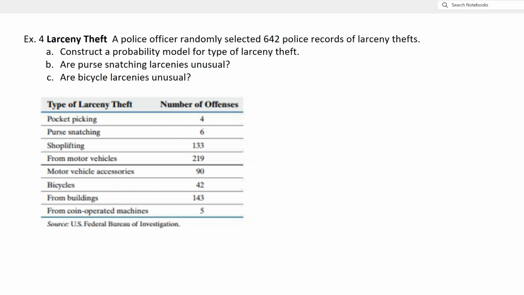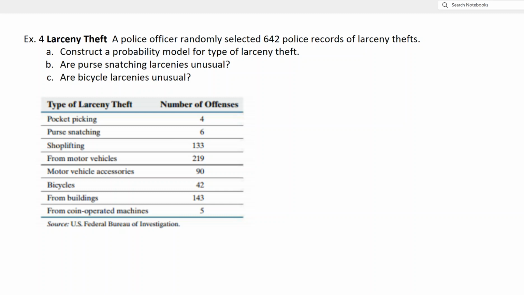In this example, we're looking at a set of police records that were pulled for larceny thefts. So we have a police officer who randomly selected 642 records for larceny thefts, and you can see each of the categories listed there. We're being asked to construct a probability model for the type of larceny theft.